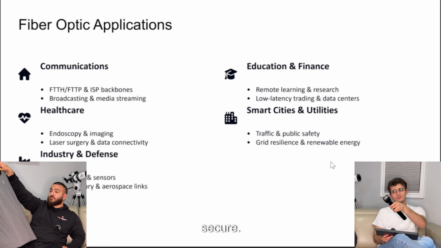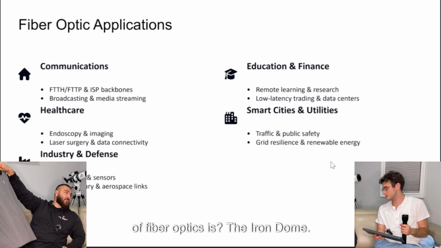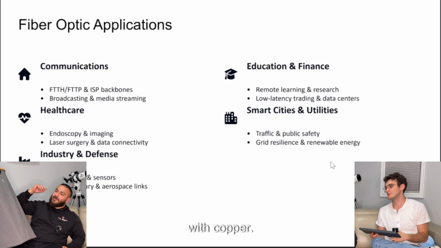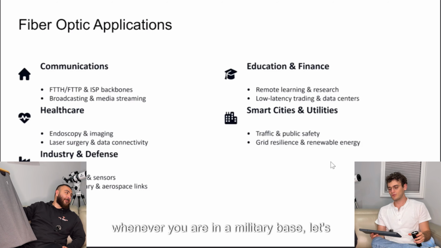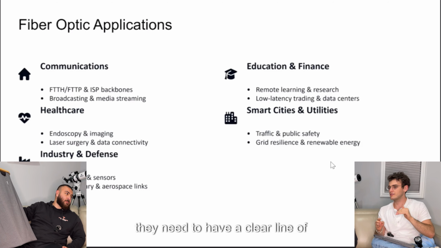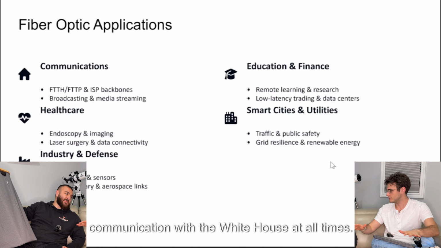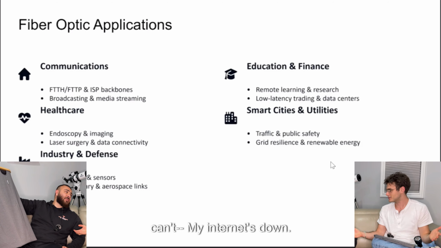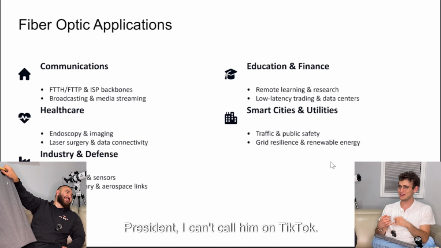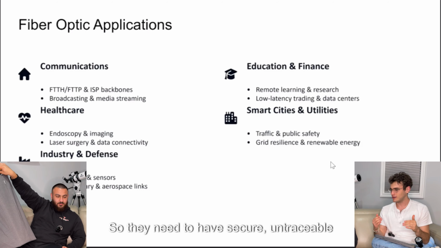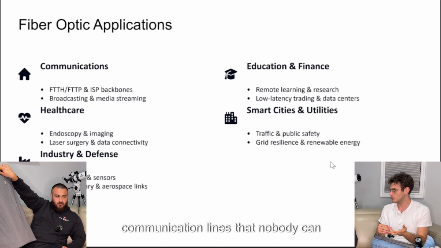Industry and defense. Secure. Oh, you know what my favorite application of fiber optics is? The Iron Dome. No, we don't support that with fiber optics. It's with copper. So whenever you are in a military base, let's say Edwards Air Force Base, the nearest military base, they need to have a clear line of communication with the White House at all times. Because we can't have somebody EMP us from above, and then the military can't. My internet's down. Mr. President, I can't call. I'm on TikTok. So they need to have secure, untraceable communication lines that nobody can interfere with.